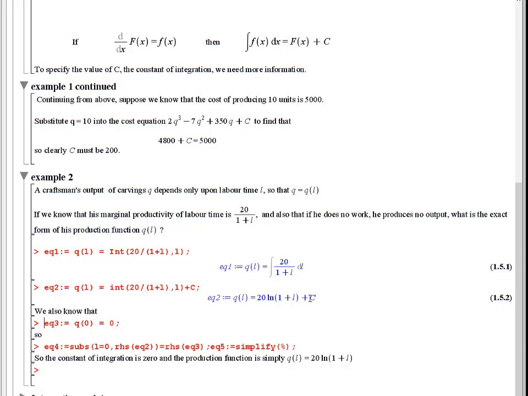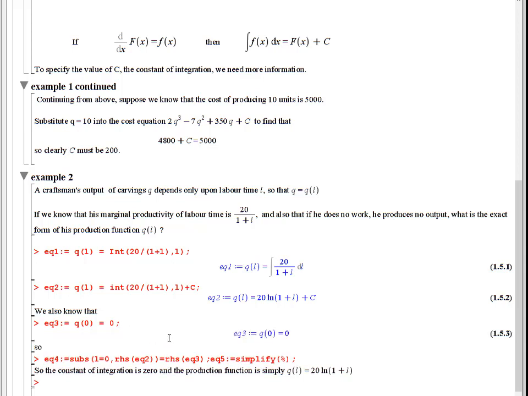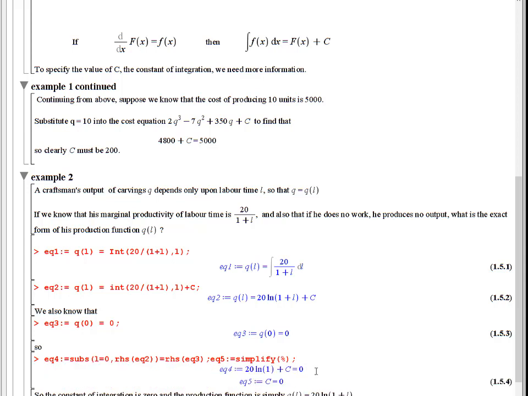But we also have some further detail, which is that in this total output function, if the person doesn't do any work on the carving stage, he has to go to the fields or something instead, then we know that the quantity produced by 0 is 0. So we substitute in 0 for L here. 20 times log of 1. Log of 1 is 0, so 0 plus c is equal to 0, so c must be 0. So in this case, the constant of integration actually is just 0. So the production function is just 20 log(1 plus L).